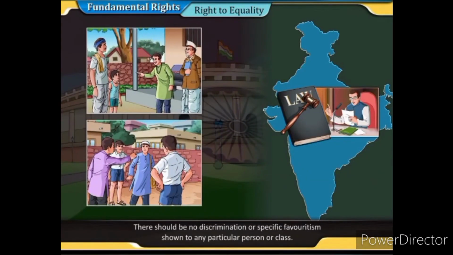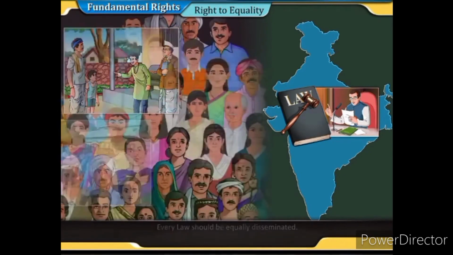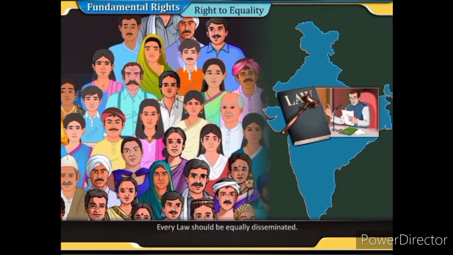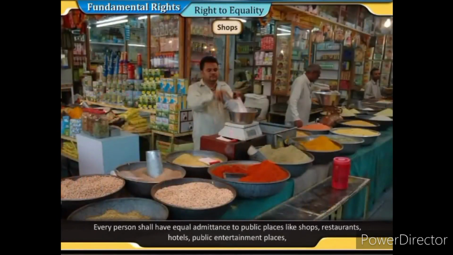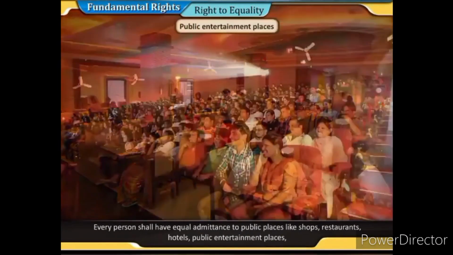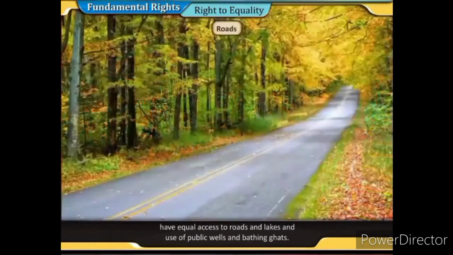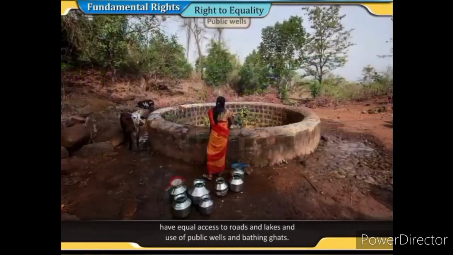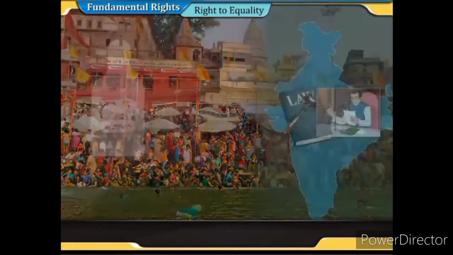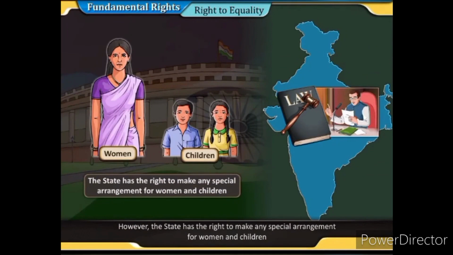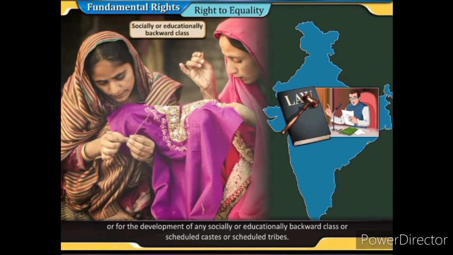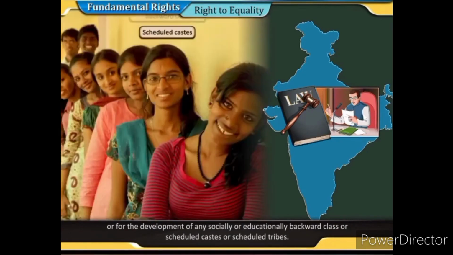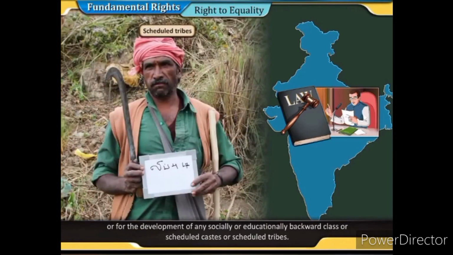There should not be discrimination or specific favoritism shown to any particular person or class. Every law should be equally disseminated. Every person shall have equal admittance to public places like shops, restaurants, hotels, public entertainment places, and have equal access to roads and lakes and use of public wells and bathing ghats. However, the state has the right to make any special arrangement for women and children or for the development of any socially or educationally backward class or scheduled castes or scheduled tribes.